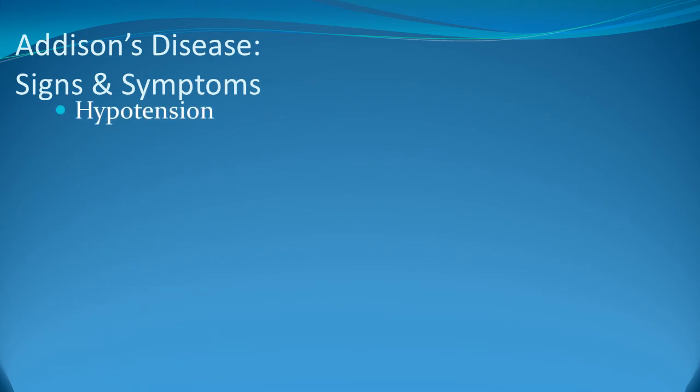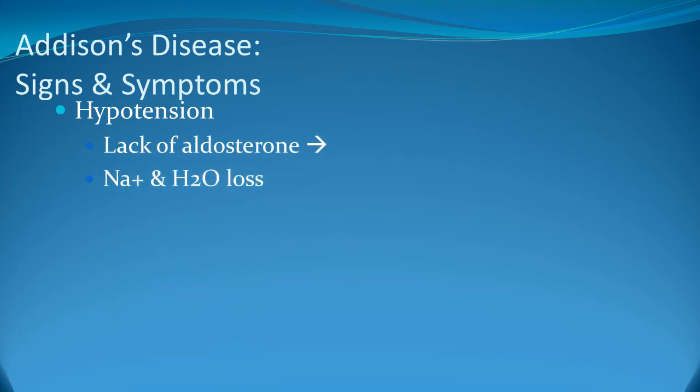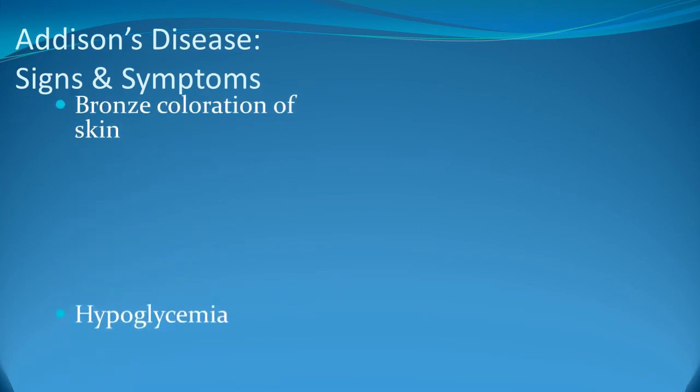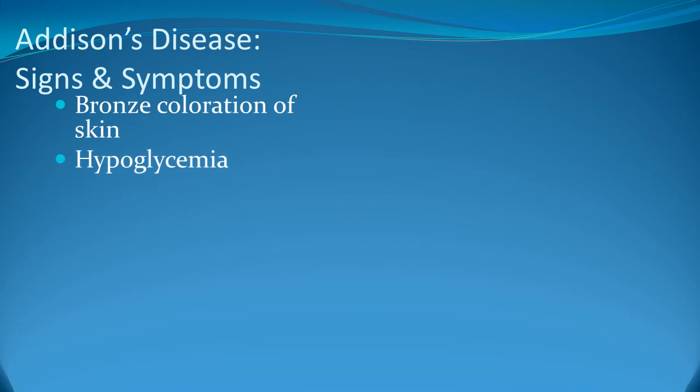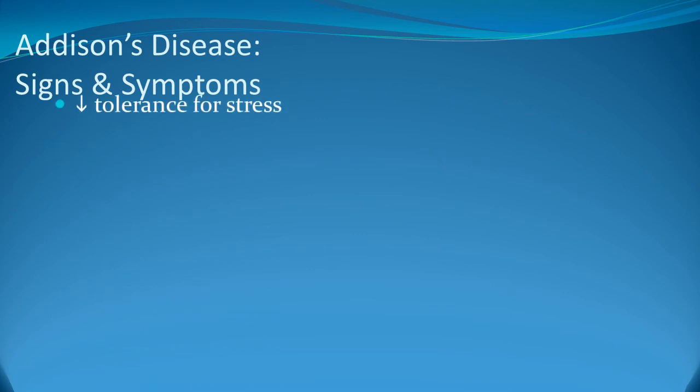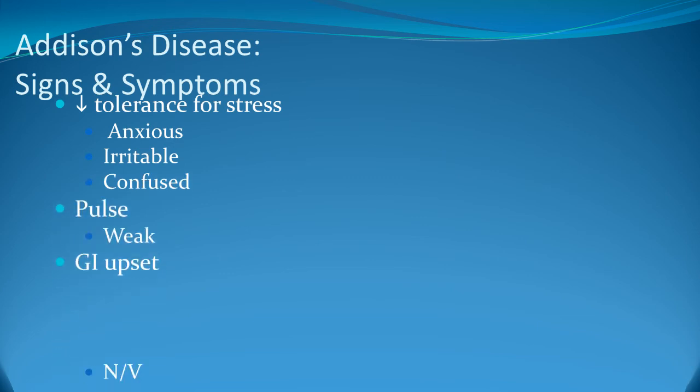So the signs and symptoms of this patient are hypotension, lack of aldosterone, sodium and water loss, potassium reabsorption, tachycardia, orthostatic hypotension, bronze coloration of the skin, hypoglycemia, vitiligo, fatigue and muscle weakness, weight loss, and craving for salty food. Decreased tolerance for stress, anxious, irritable, confused, weak pulse, GI upset, nausea and vomiting, anorexia.